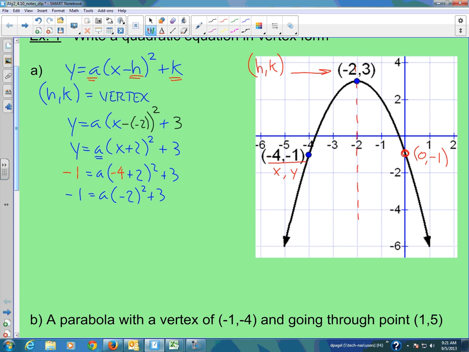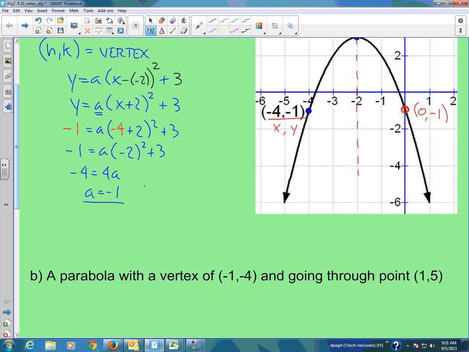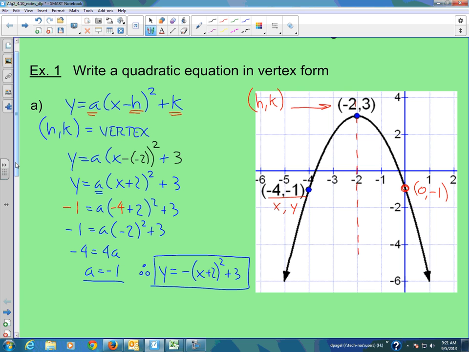Go ahead and move that 3 to the other side. Square that -2. And we get that a is -1. Now that we know what a is, we can then therefore state our equation as y equals a times x minus h, where our h was a plus 2 squared, and in this case, plus 3. So there we are in vertex form, given those 2 coordinates on that graph.